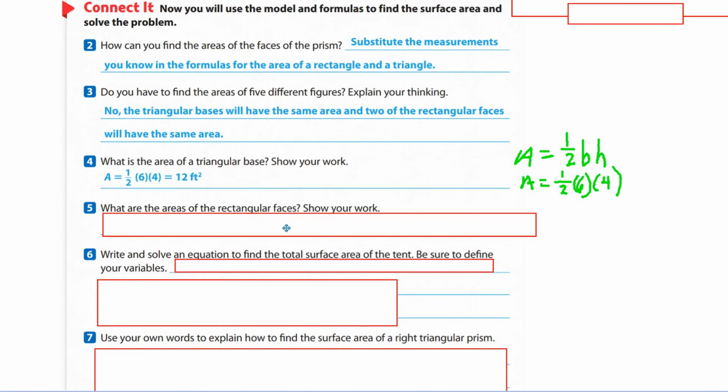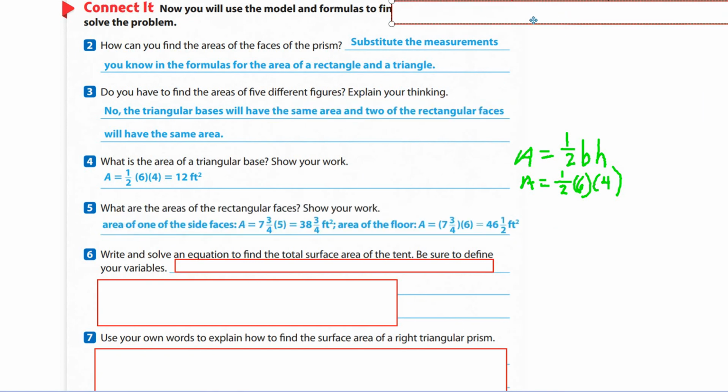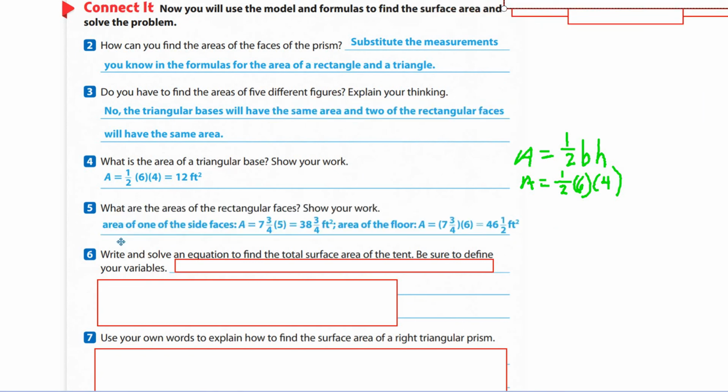Question 5. What are the areas of the rectangular faces? And show your work. Again, the area of one of the side faces is length times width, 7 3/4 times 5. When you do this math, you get 38 3/4 feet squared. Area of the floor, right?